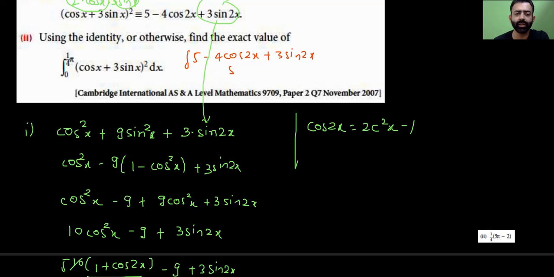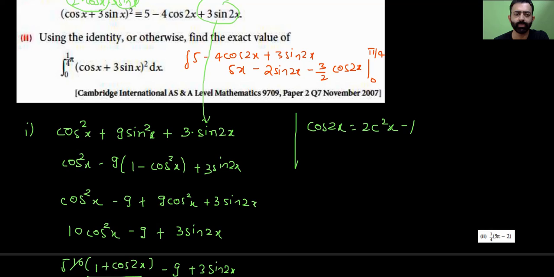Okay, so integrating this will give you 5x minus; cos 2x integral is sin 2x by 2, so this is twice of sin 2x. This is sin 2x divided by 2 and 4 by 2 is just 2. So this is minus 2 sin 2x, and sin 2x integral is minus cos 2x by 2. So this will be minus 3 by 2 cos 2x. Putting the limits from 0 to pi by 4, means 45 degrees.